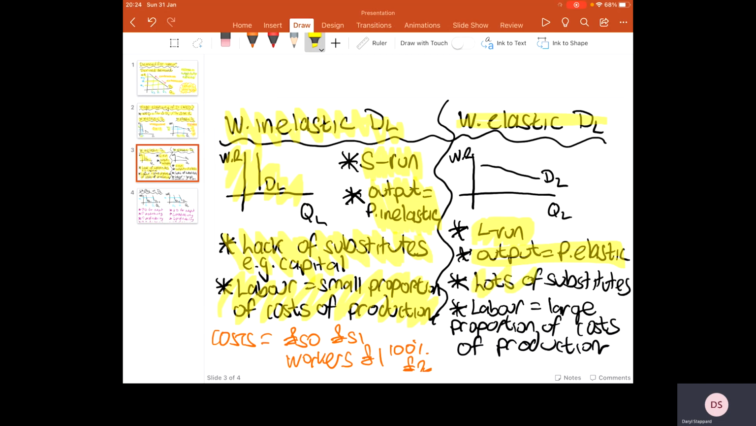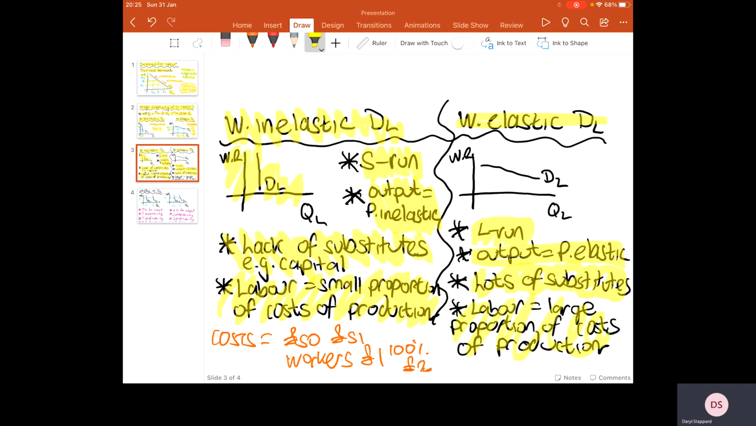It could also be there are lots of really good quality, really affordable substitutes for workers. So capital is readily available, workers demand a pay rise, we go, we're going to shift our demand towards capital instead. Now, look at the final one.